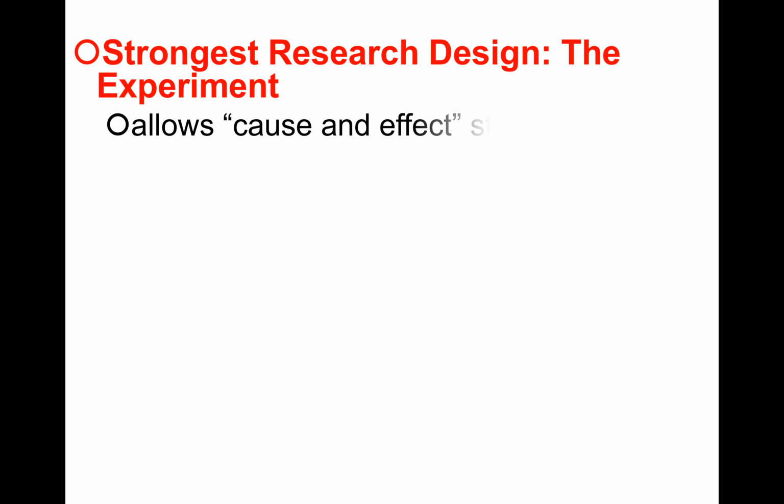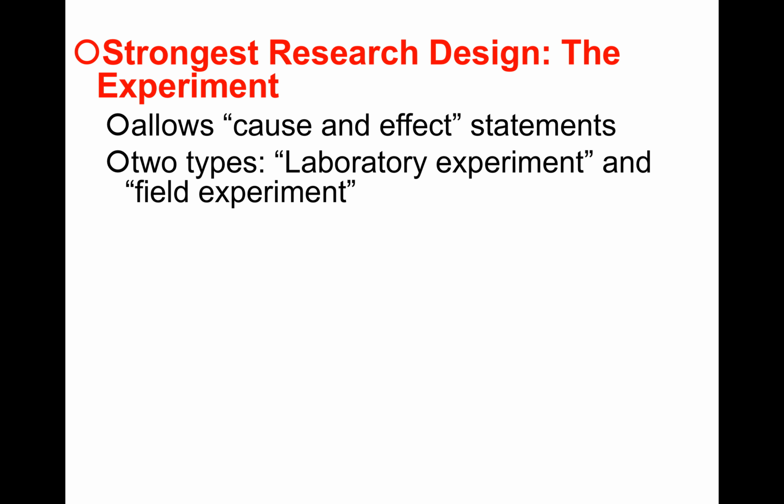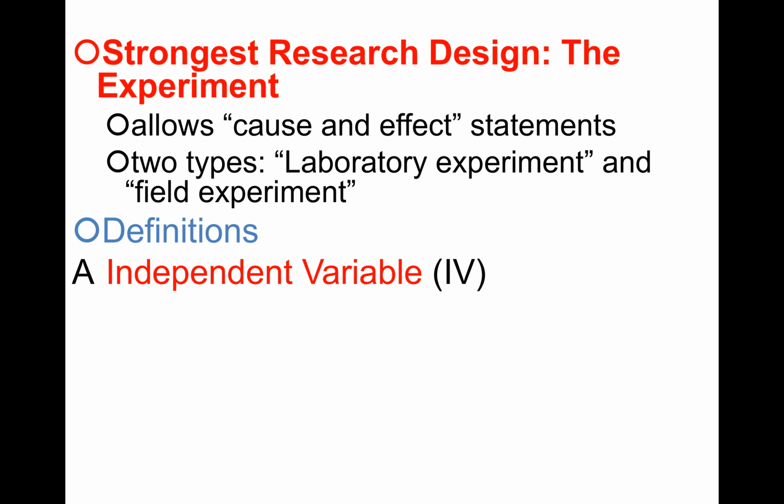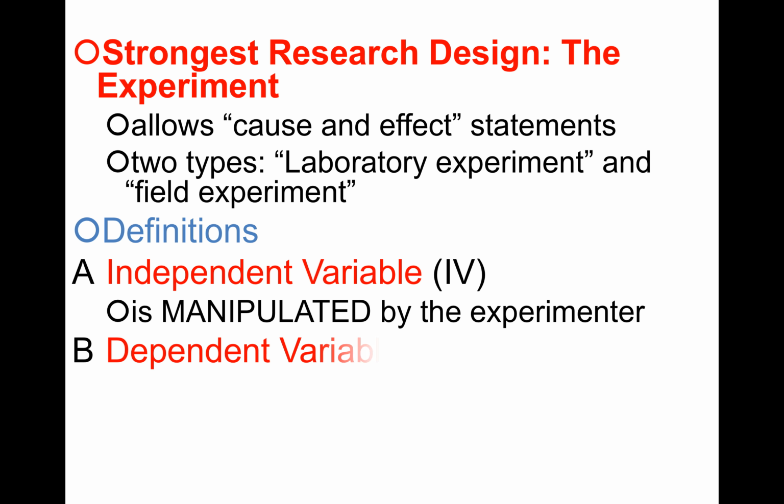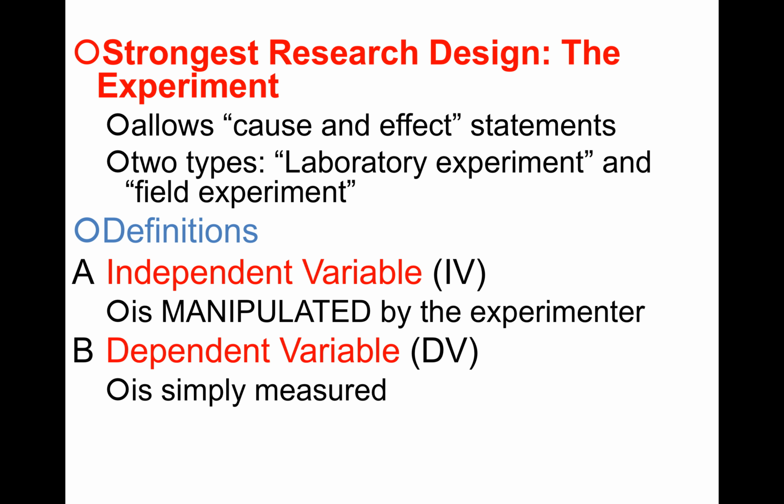The strongest research design is the experiment, and it's the only one that allows cause and effect statements. There are two types: laboratory, that's conducted in a highly controlled setting, and field, which is conducted in a more naturalistic setting. Some basic definitions, and I'm going to put the first two up here because they go hand in hand. The independent variable is manipulated by the experimenter, and the dependent variable is simply measured.